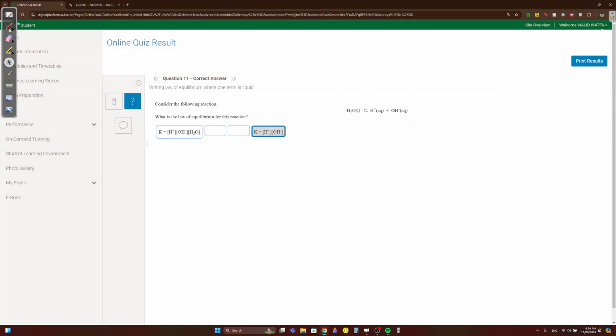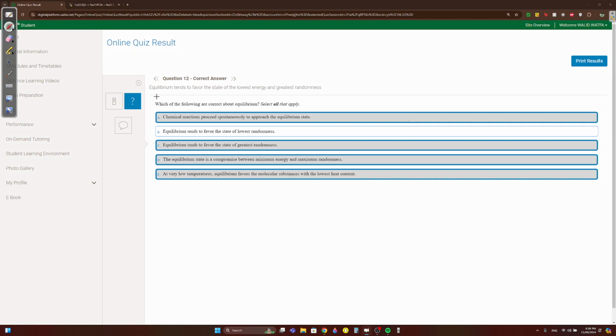Question 11. Again, law of equilibrium. So I'm not going to keep repeating myself. Concentration of products divided by concentration of reactants, but my reactants are non-gaseous, neither aqueous, so we don't write them if it's a solid or a liquid. Okay, meaning concentration of this times concentration of this. You exclude the liquid.